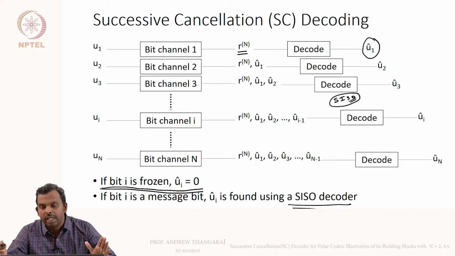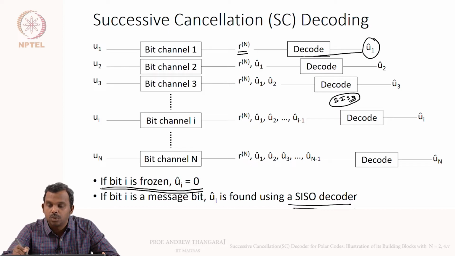Okay, how do you recreate the bit channels? Again, you simply decode. So you decode u1 and then use it here. And once you have u1 hat, you use Rn and u1 hat together, and then you decode u2, and so on. You proceed like this.